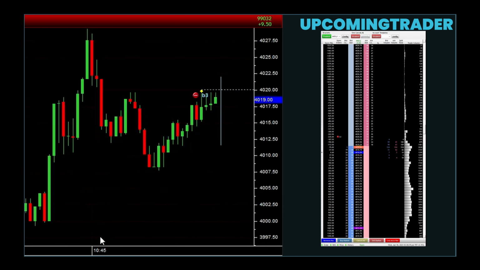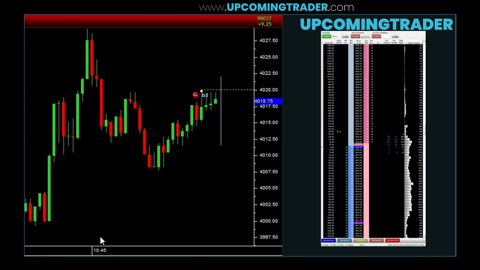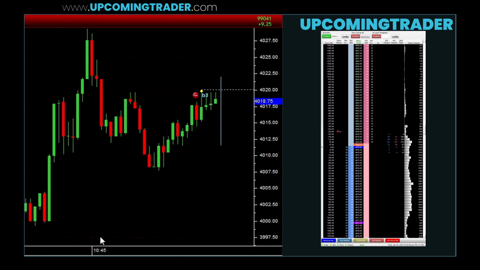Another key feature is called the initial balance. This is the range from the first hour of trading. The initial balance is significant because it establishes the opening range for the day, setting the tone for how the market may behave. If price remains within the initial balance, it suggests a lack of conviction by traders, often leading to a balanced or range-bound session.